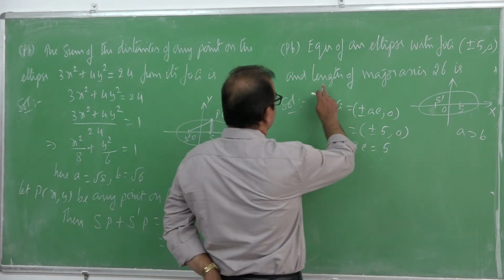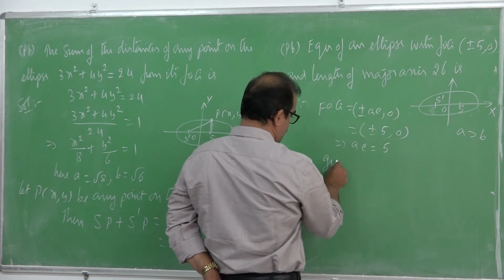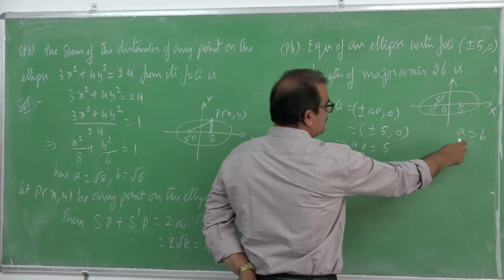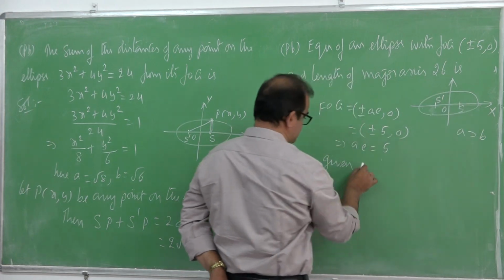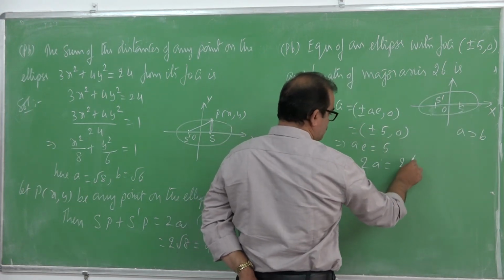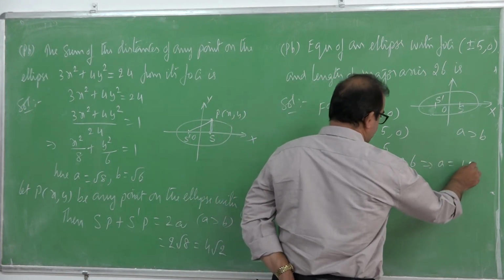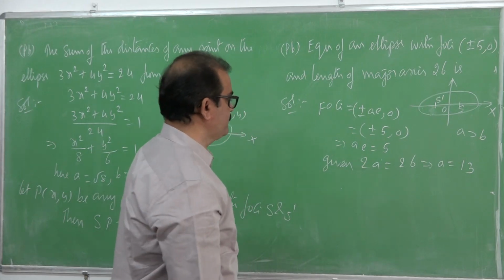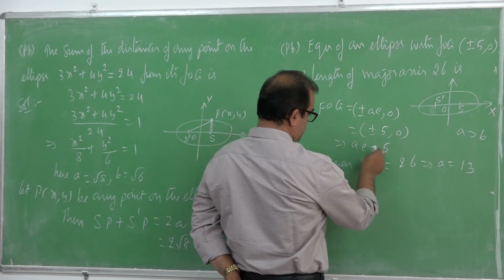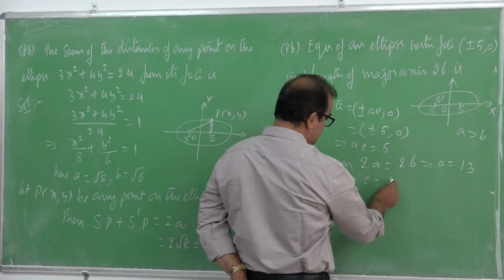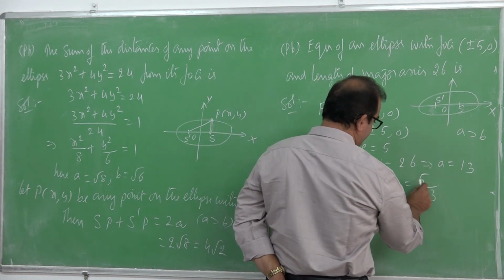Next, what is given? Length of major axis is given. If A is greater than B, this x axis becomes major axis. Then what is the length of this major axis? 2A is equal to 26. From this, A is 13. Now substitute A value here. AE is equal to 5. Then E is equal to 5 by A, or this is 5 by 13.